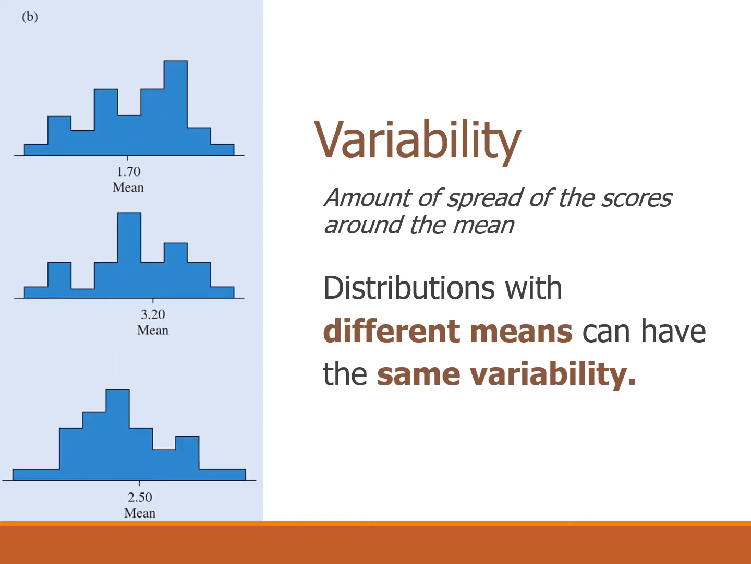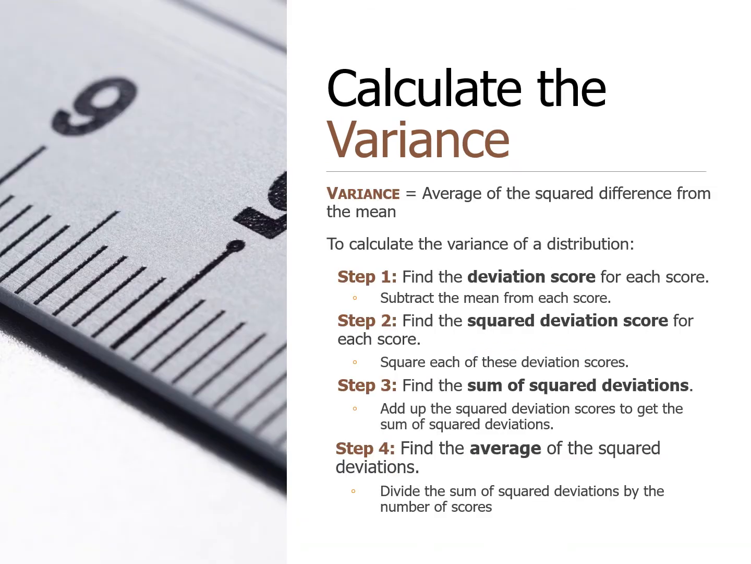We can also have data with very different means, but have the same variability. These look very similar, but the means are different because there's just slight changes in there, but the variability looks about the same. So the variability talks about the amount of spread of the scores around the mean, but they tell us different stories about the data set. So the mean is not the only story. We need to know something about the variability.